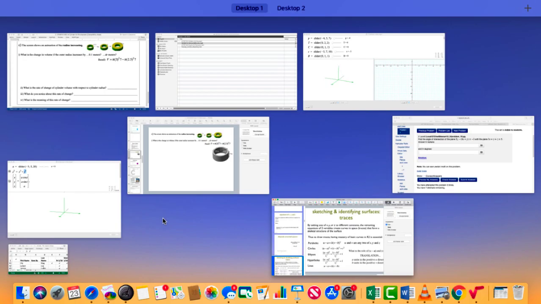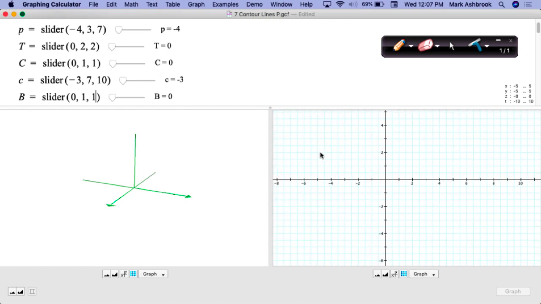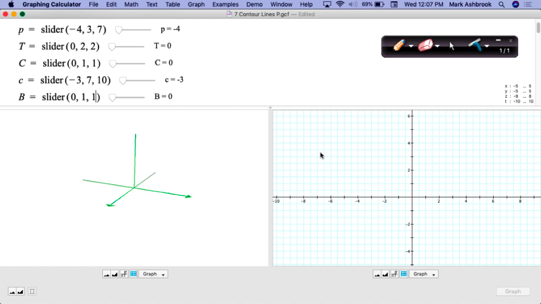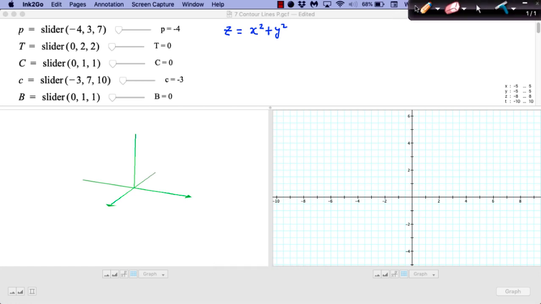So here we go. All right, so we want to look at this right here. Z equals x squared plus y squared. So it's an equation of x, y, and z. So how will it graph in space? What will it graph as in space? Just in general? Surface, right?